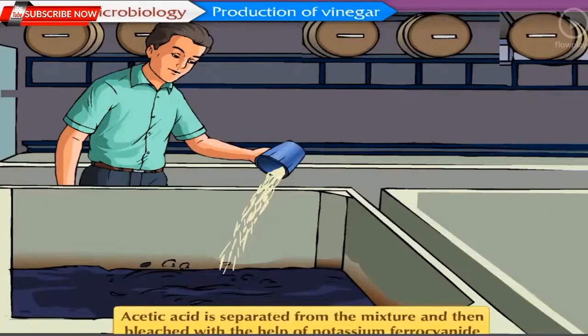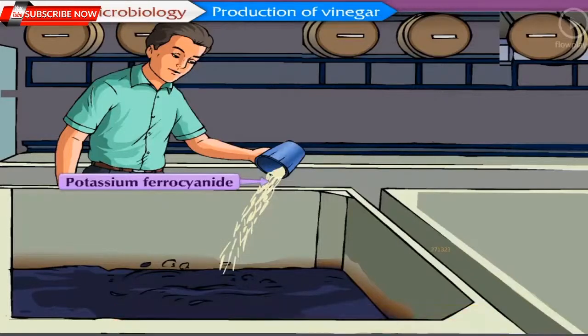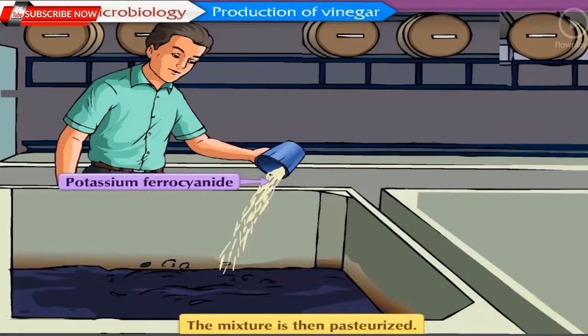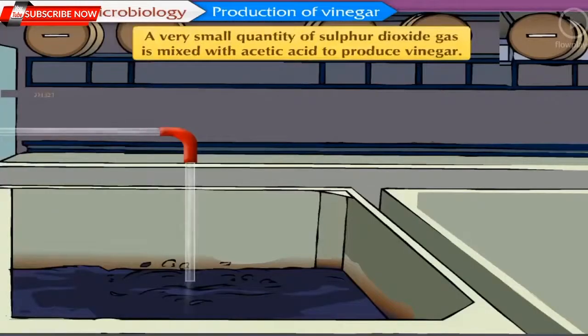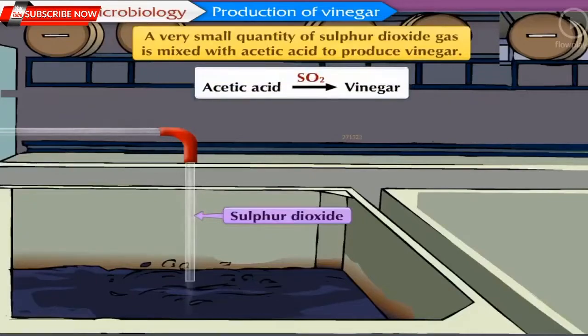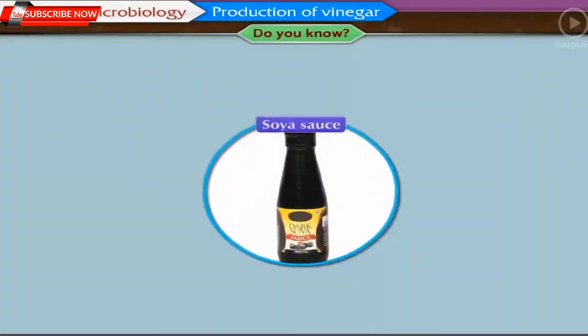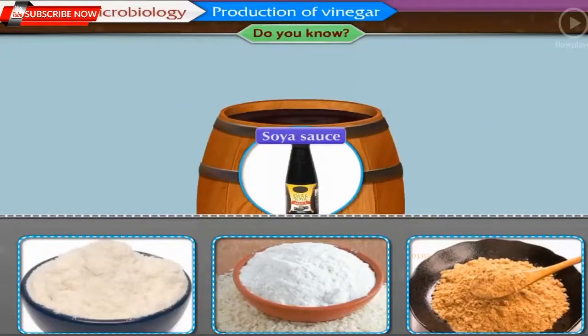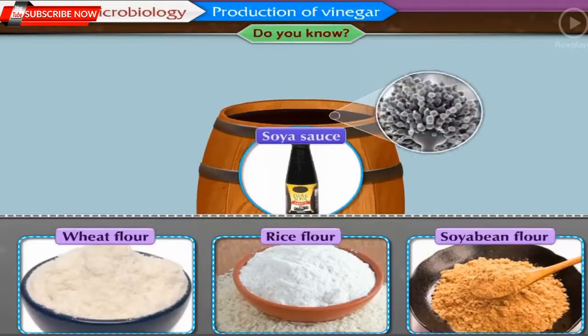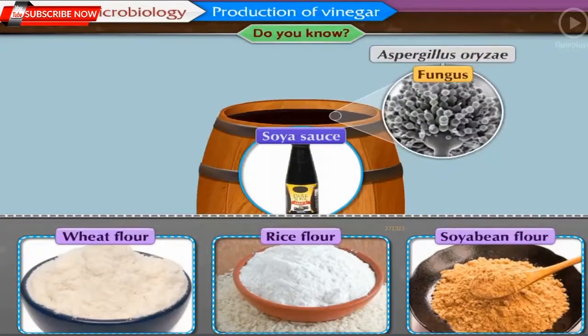Acetic acid is separated from the mixture and then bleached with the help of potassium ferrocyanide. It is then pasteurized. Finally, a very small quantity of sulfur dioxide gas is mixed with acetic acid to produce vinegar. Do you know? Soya sauce is produced by fermentation of the mixture of flour of wheat or rice and soya bean with the help of the fungus Aspergillus oryzae.